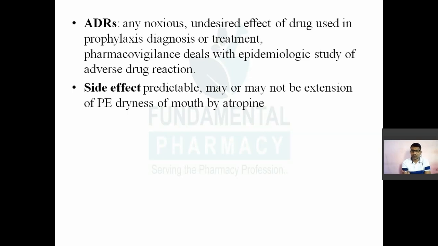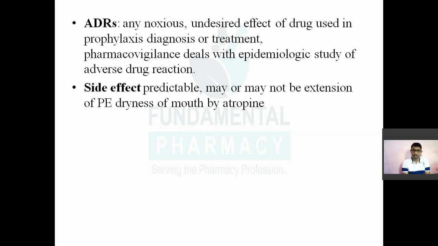Why do you have to take insulin? To decrease the blood sugar level, that is the desired, expected action. But if insulin is producing any other action, suppose insulin is producing any irritation, any convulsions, so that is noxious, that is abnormal. Any noxious or undesired effect of a drug other than the pharmacological action is nothing but the adverse drug reaction. And pharmacovigilance deals with the epidemiological study of adverse drug reactions.